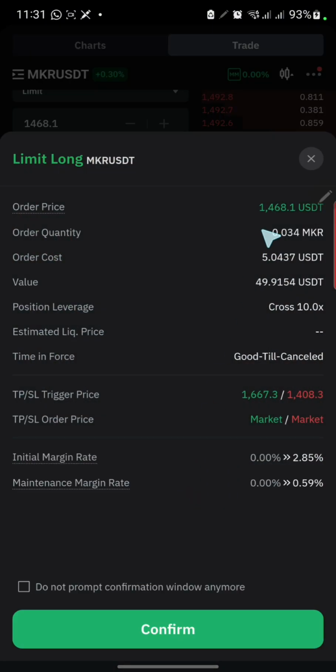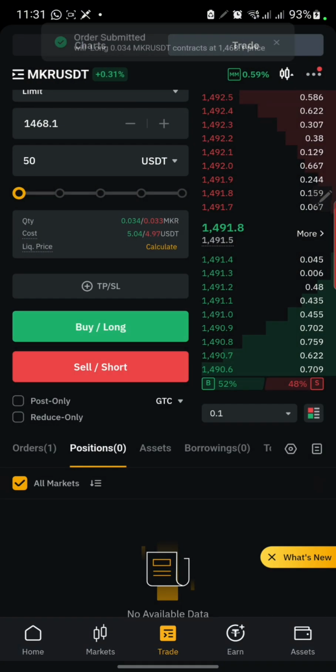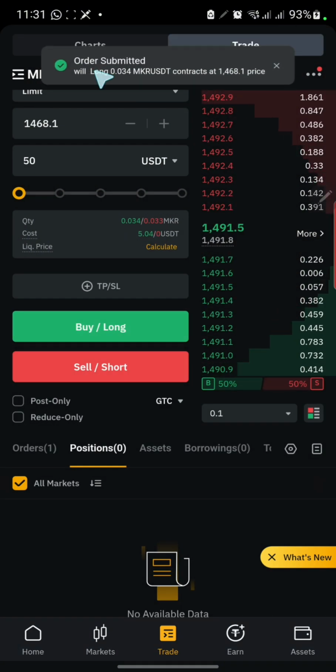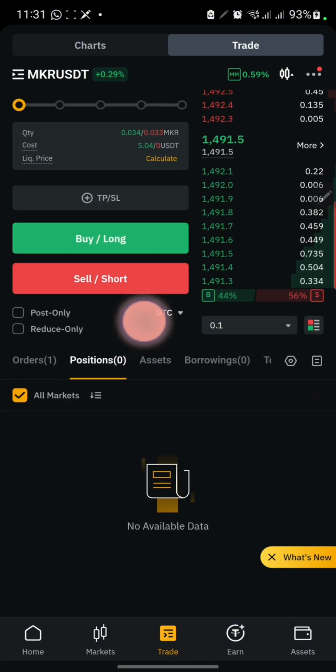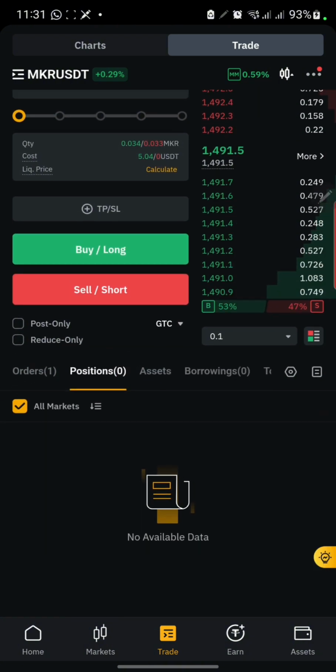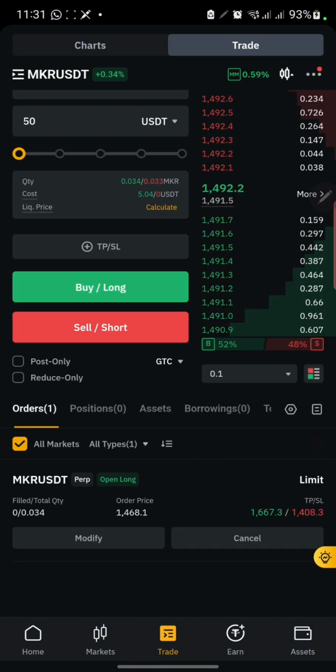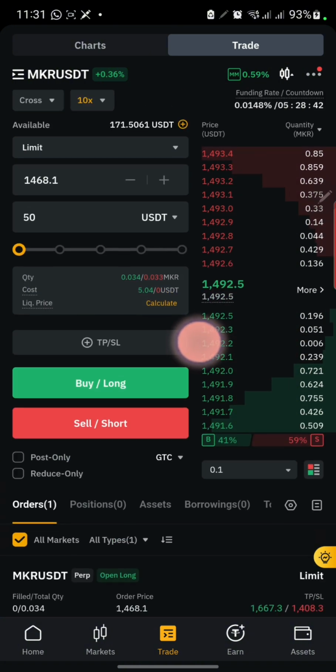Then you are going to click on confirm. Once you click on confirm, can you see the order has been set? In the previous video, you saw that it would start on the position. Now this order is already set. This trade is waiting. That is the meaning of a limit trade.